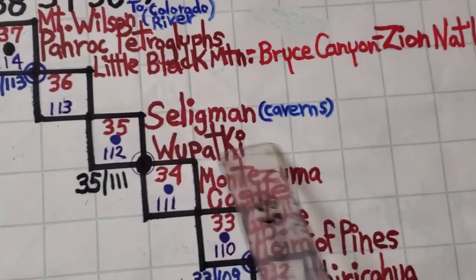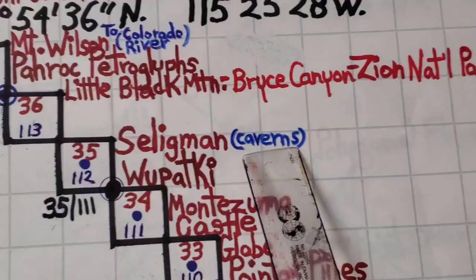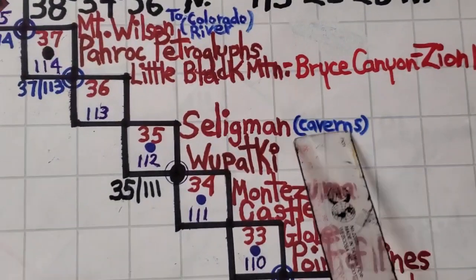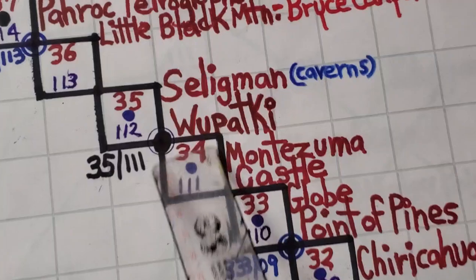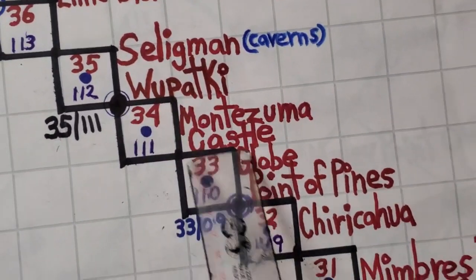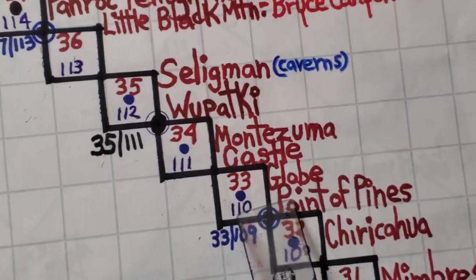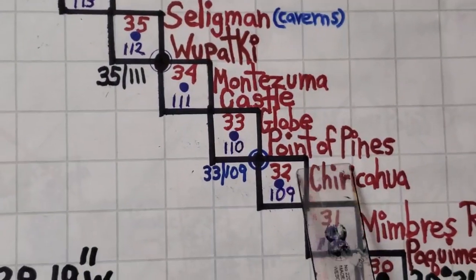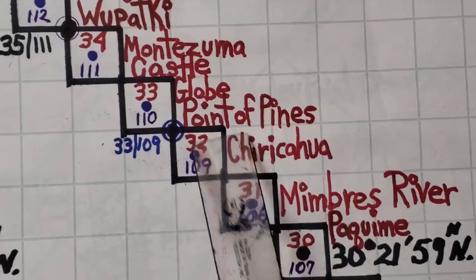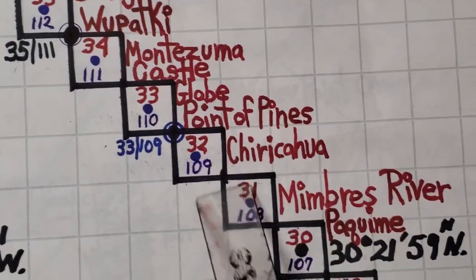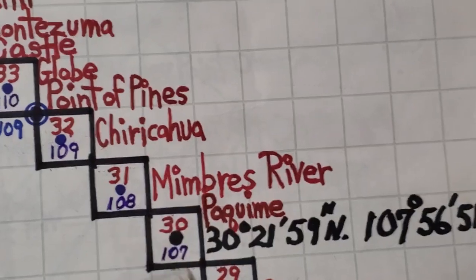Seligman, Arizona, which used cavern routes to get out from the bottom of the Grand Canyon to the rim. There was a cave system that was used for this trade. Wupatki, which was an ancient place outside of Flagstaff. Montezuma's Castle, Sedona. Globe, Arizona. Point of Pines, Apache country down there near that area at the border. Then you go down to the Mimbres River, which used to exist, but I think it dried up now.